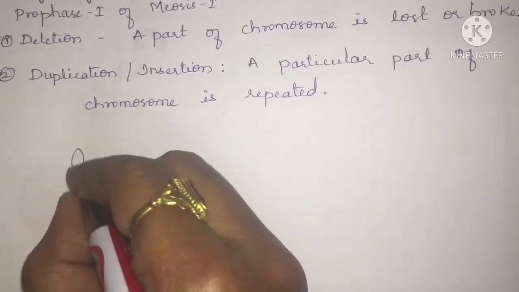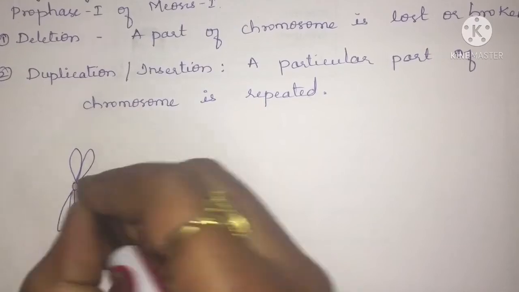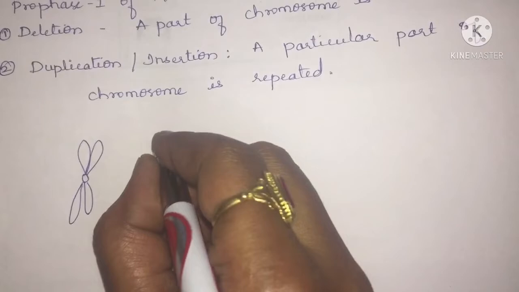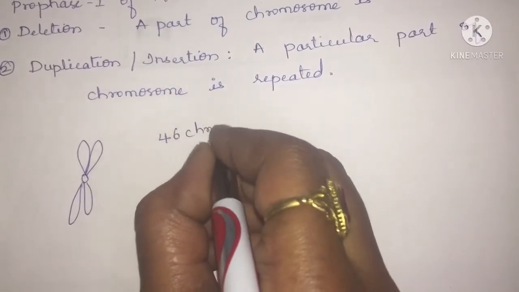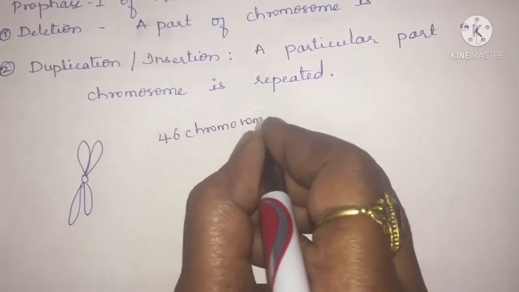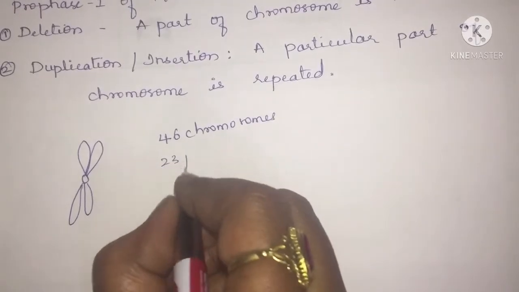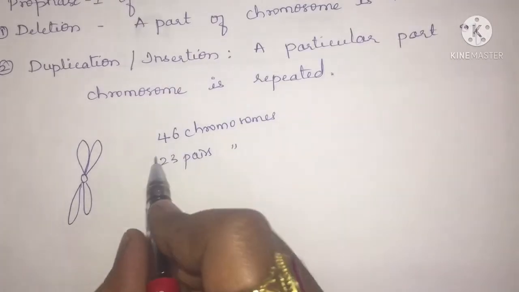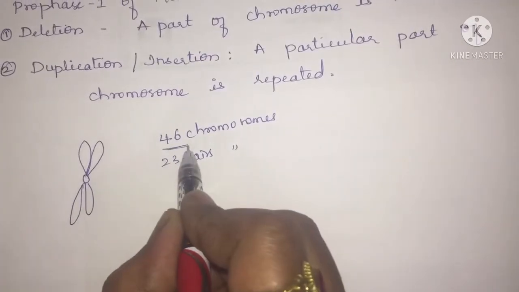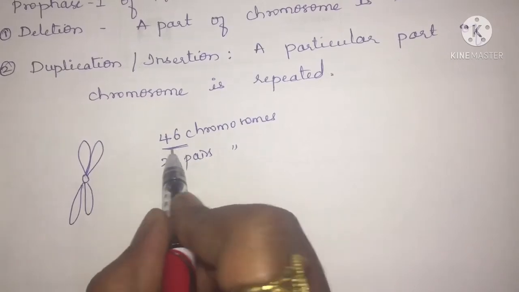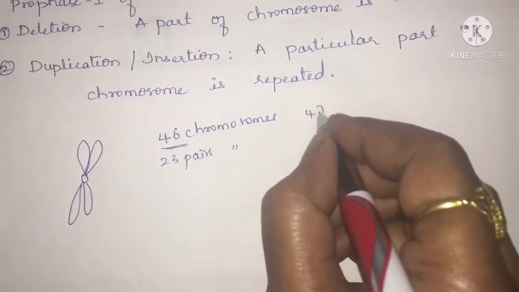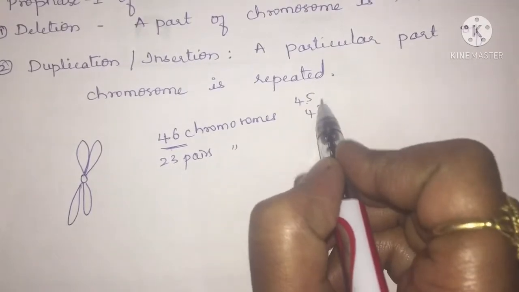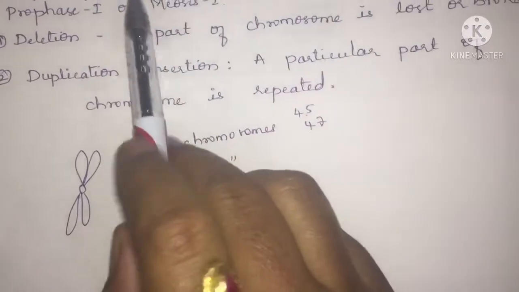How will you show the structure of a chromosome? Something like this. This is a chromosome. How many chromosomes do we have? We have 46 chromosomes, or 23 pairs of chromosomes. If the number of chromosomes has changed, say 46 becomes 47 or 45, if the number has been increased or decreased, then it is chromosomal mutation.